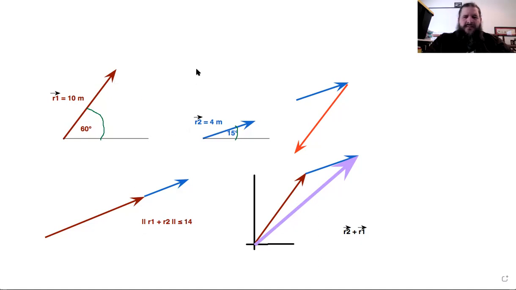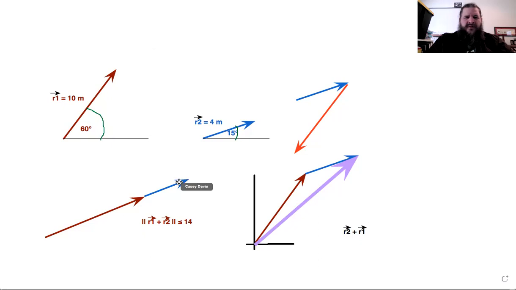The magnitude of R1 plus R2, which really should have little vector signs over it, can't be more than 14. It's got to be less than or equal to 14. And also magnitude is always a positive value because it's essentially the absolute value for vectors. So 14 is the hypothetical maximum.